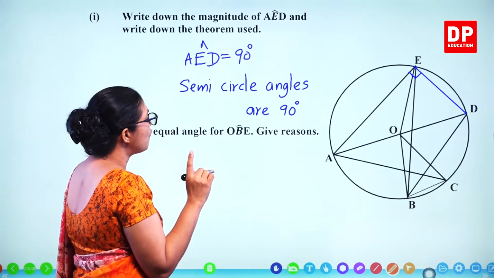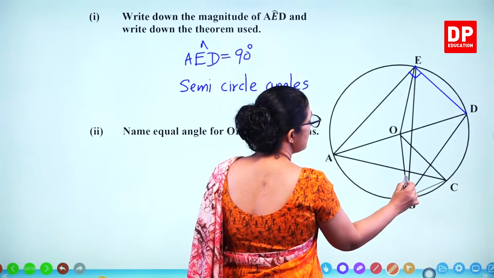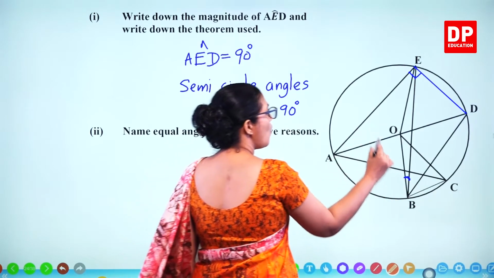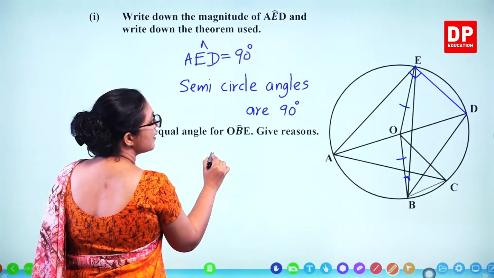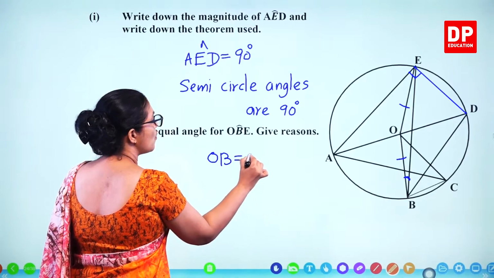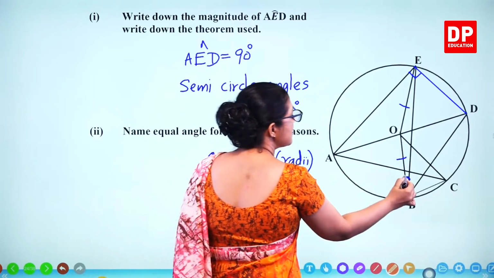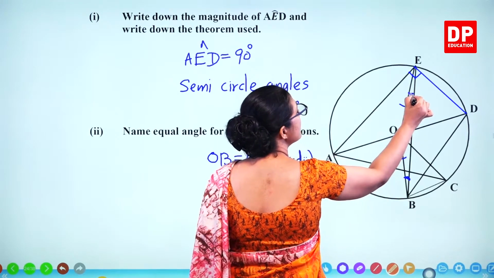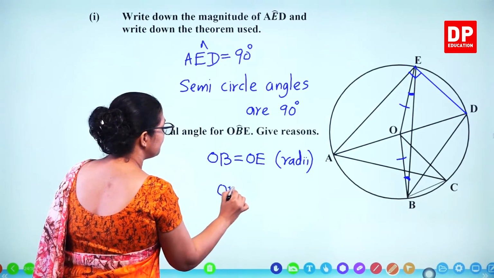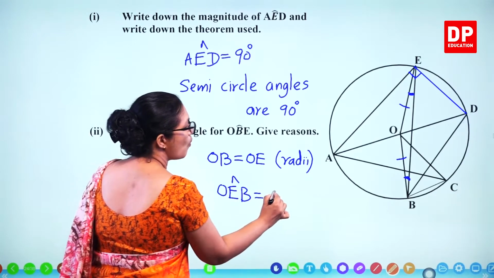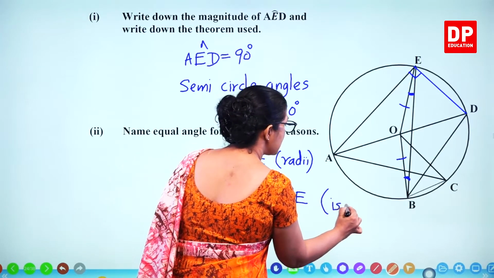Name an equal angle for OBE. OBE, this angle. Now see, OB and OE are both equal, they are radii. So OB equals OE, radii. That means this is an isosceles triangle, and this angle is equal to this one. OEB is the same as OBE. Isosceles triangle.